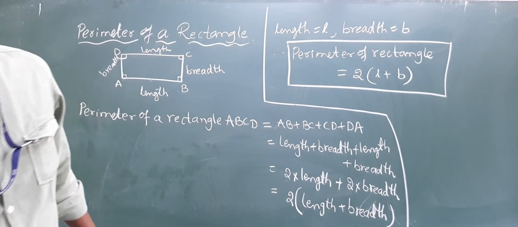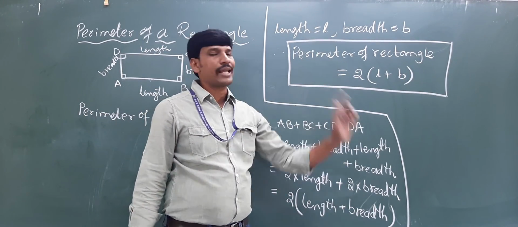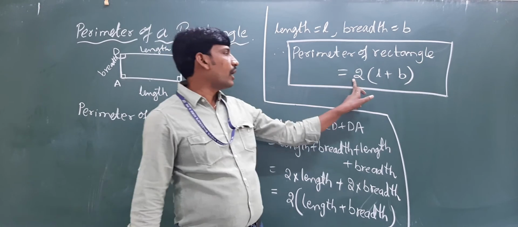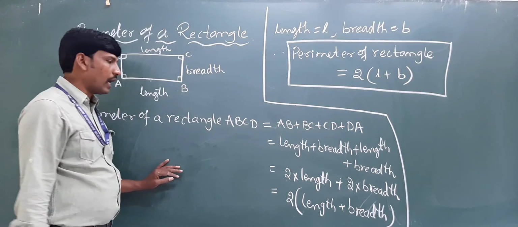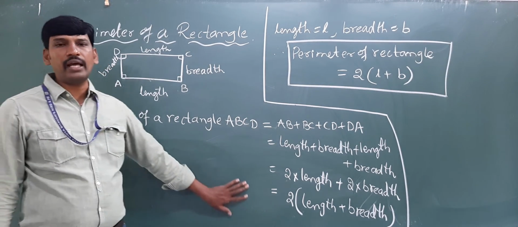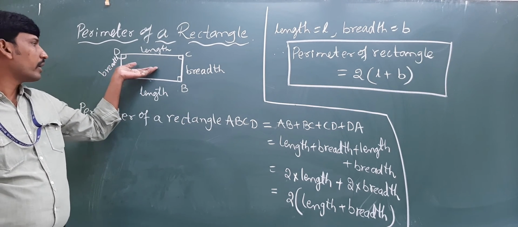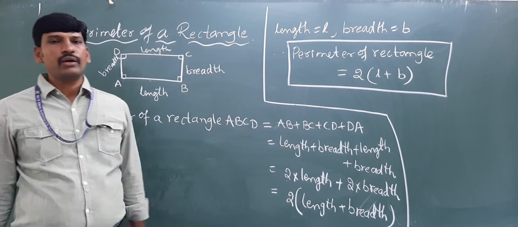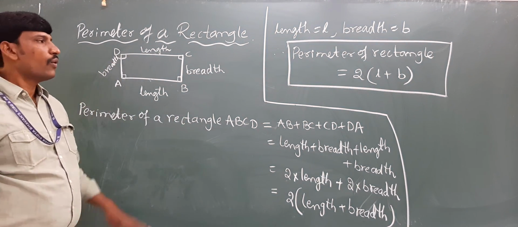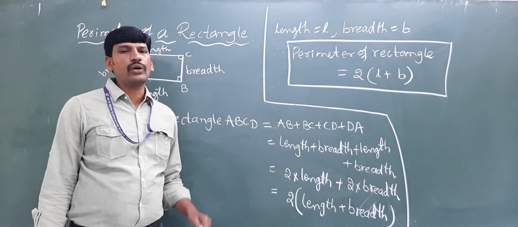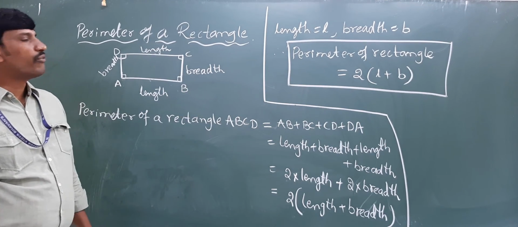Is this clear, my dears? So how to find the perimeter of a rectangle? What is the formula? The perimeter of a rectangle is equal to 2 times of length plus breadth. Okay? I hope you understood this one. Because it is a regular, 2-dimensional shape, we are going to find out a formula. Already in earlier classes you discussed this, in 5th class and 4th class also. The perimeter of rectangle is 2 into L plus B. So let us discuss a simple example based on this formula.